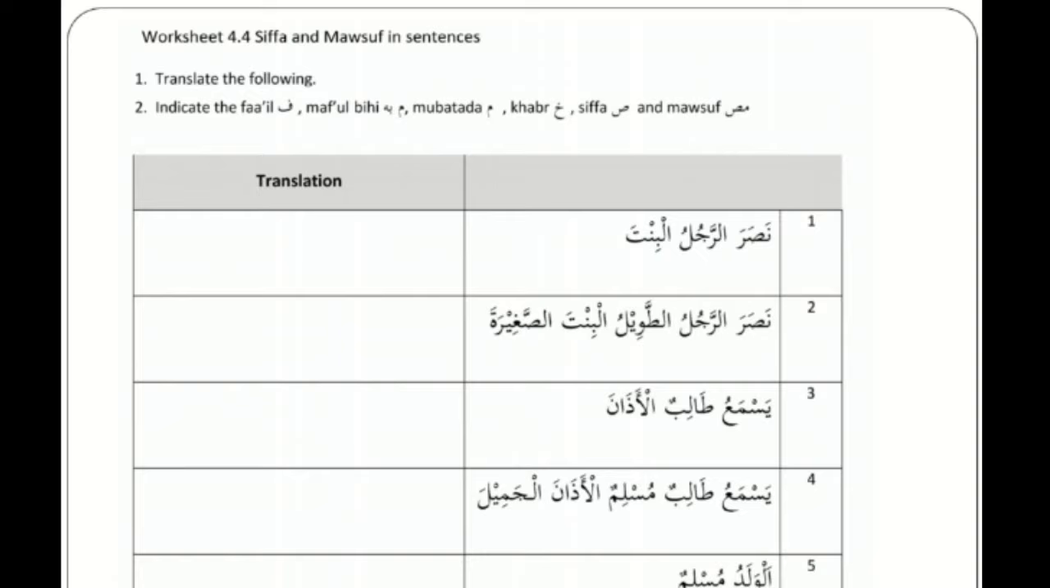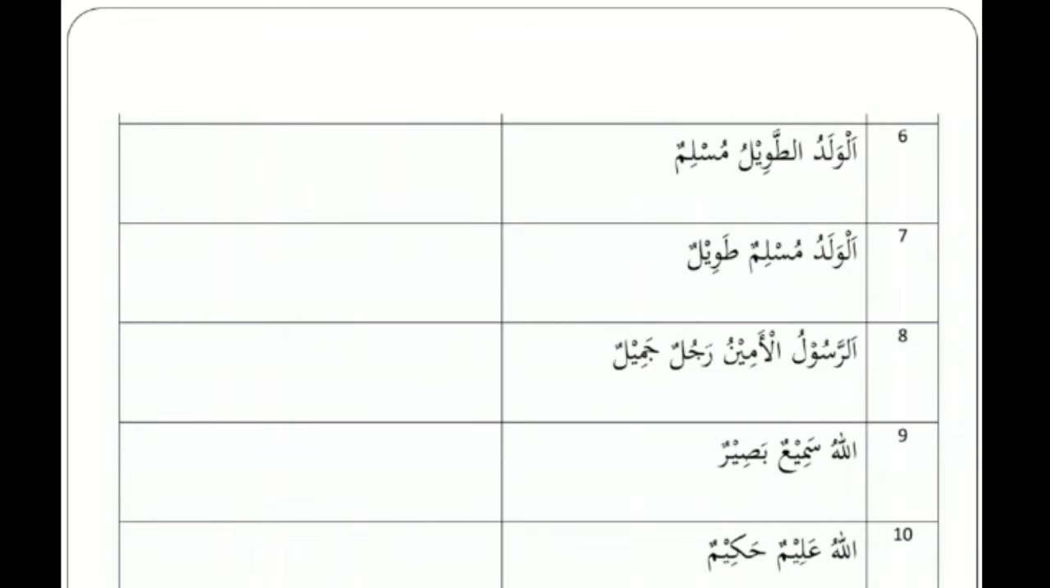Al-waladu muslimun. Translation. There's mubtada and khabar. Something is something. What is what? Al-walad is the focus of the sentence. And what's the news about al-walad? That he is Muslim. The boy is Muslim. Let's read number 6.